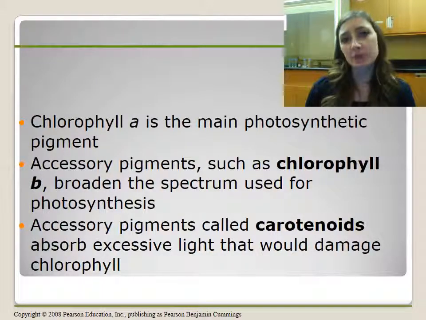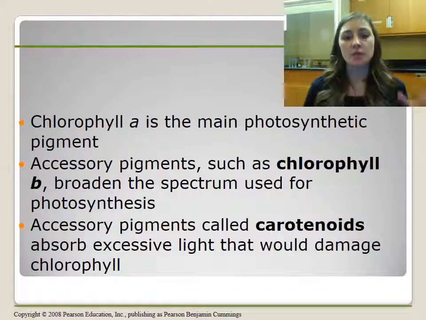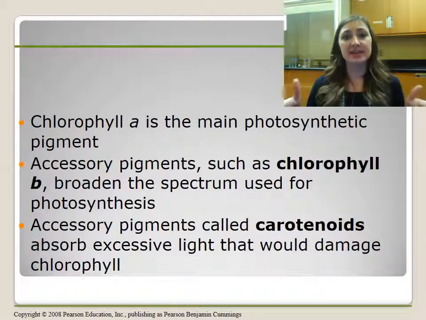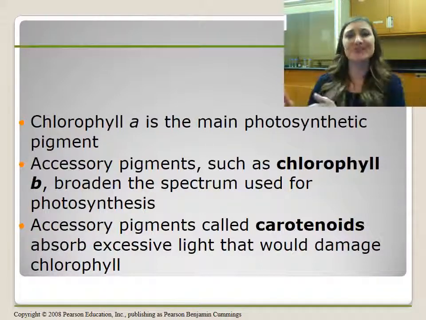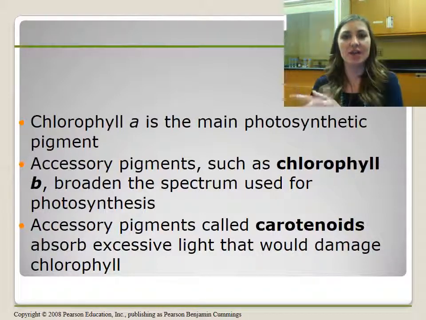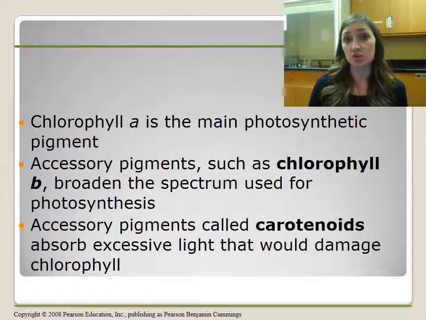Chlorophyll a is your main photosynthetic pigment. You also have accessory pigments such as chlorophyll b and carotenoids that assist in absorbing other wavelengths of light. Chlorophyll b broadens that spectrum, so it increases the range of wavelengths that can be used for photosynthesis. Carotenoids are what you find down in that red-orange area, that second big peak that we saw, and these absorb excessive light that would otherwise damage the chlorophyll.